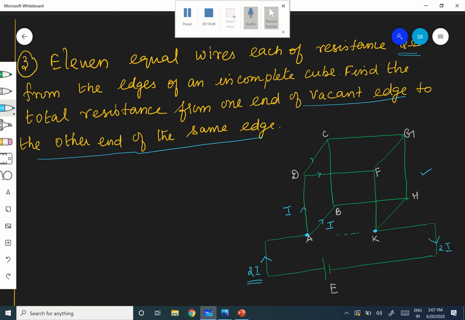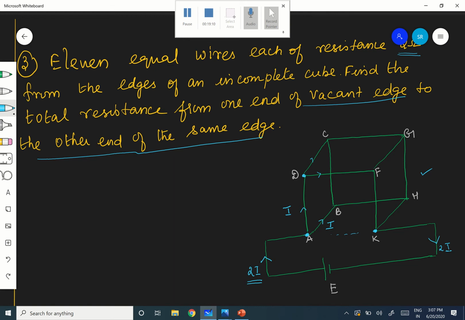ABI and along AD is also I. Okay, right. Now you see, at D, what is it? I is entering. Okay. Now, what you have to do is make sure that the same I should leave.